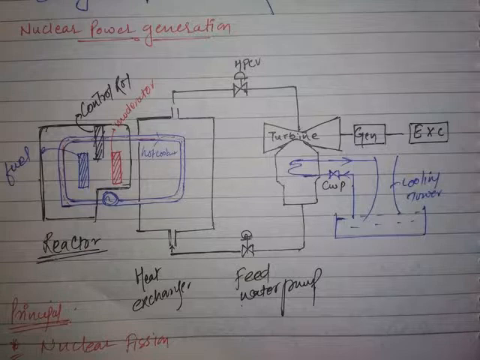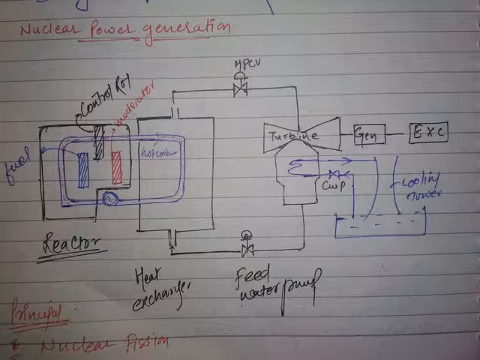Whatever heat is produced due to the nuclear fission chain reaction is absorbed by the coolant, which is circulating in this process. This coolant absorbs the heat from the nuclear fuel, and this heat is given to the water which is coming from the hot well by using the steam water pump. Now this water is converted into steam. Now this high pressure and high temperature steam is entering into the turbine.